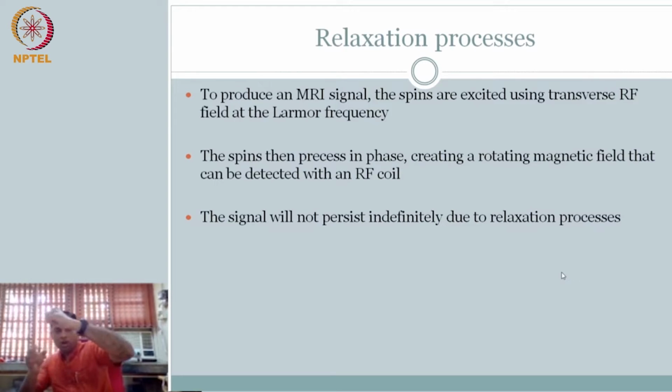The excitation pulse is off, what is going to happen? Ideally speaking, you have created the coherence, and it will keep doing this. But nature is not like that. There has to be some loss. Nothing is perpetual in life, right?